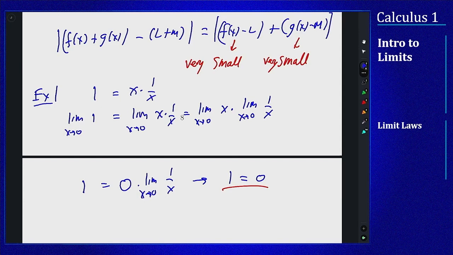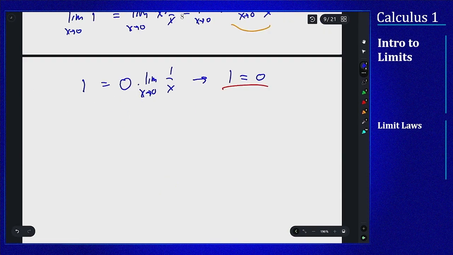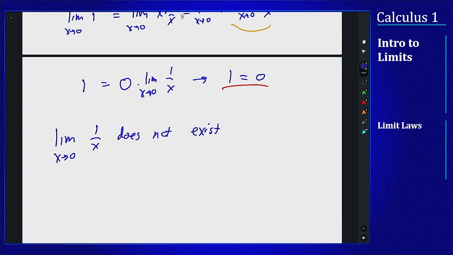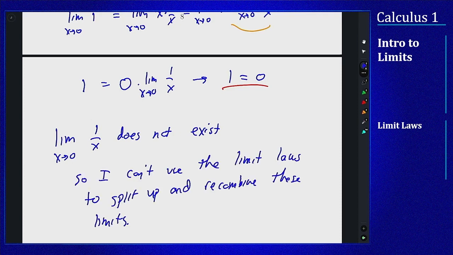What went wrong? Well, the issue was that this limit here doesn't exist. So the limit as x goes to 0 of 1 over x does not exist. And so I can't use our limit laws to split up and recombine these limits. So whenever you want to apply these principles, you want to add stuff, subtract stuff, recombine things, and multiply, you have to make sure limits exist first, and then you can go through with the process.